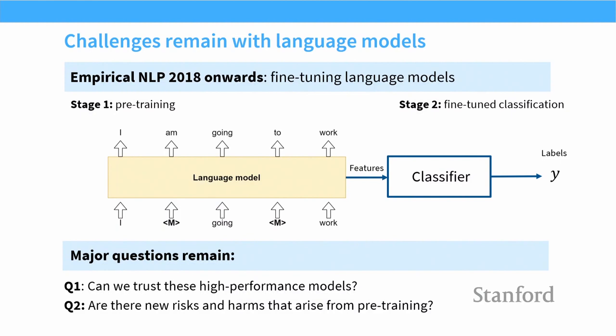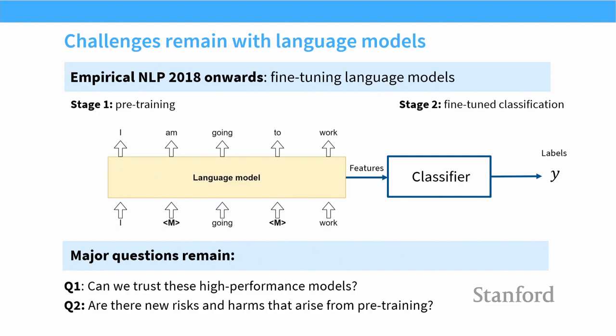Empirical NLP system building from 2018 onwards is really this paradigm where you take a big language model, which is designed to predict what words come next on large internet text, and then you fine-tune it on some downstream task. Maybe you want to make a system that can judge the quality of a piece of text. You would take your language model and fine-tune it. This is really how a lot of these things work.